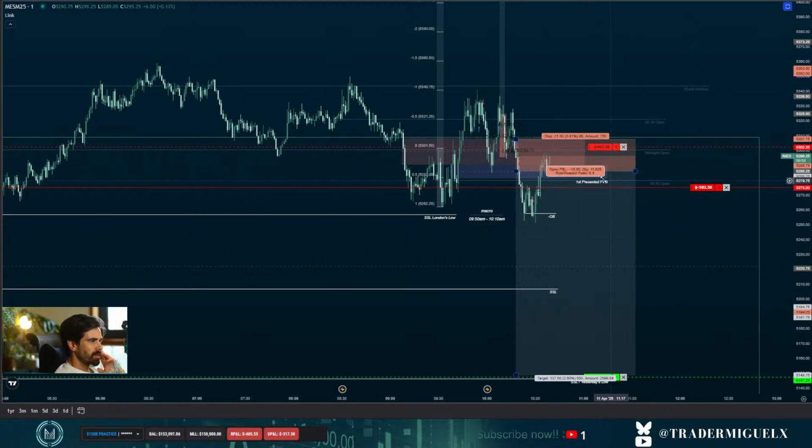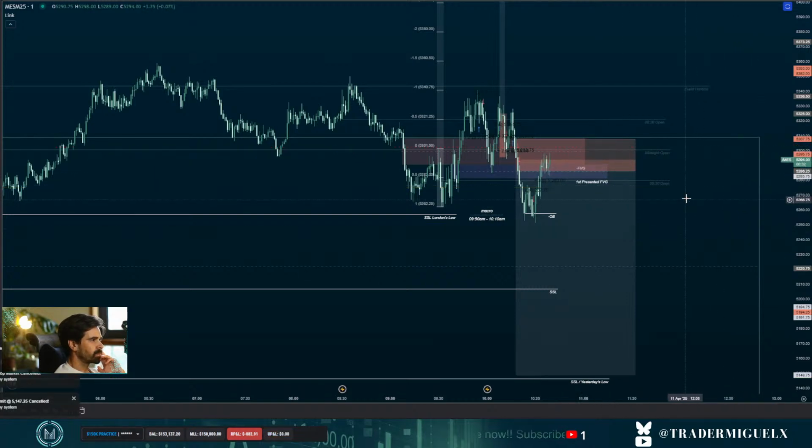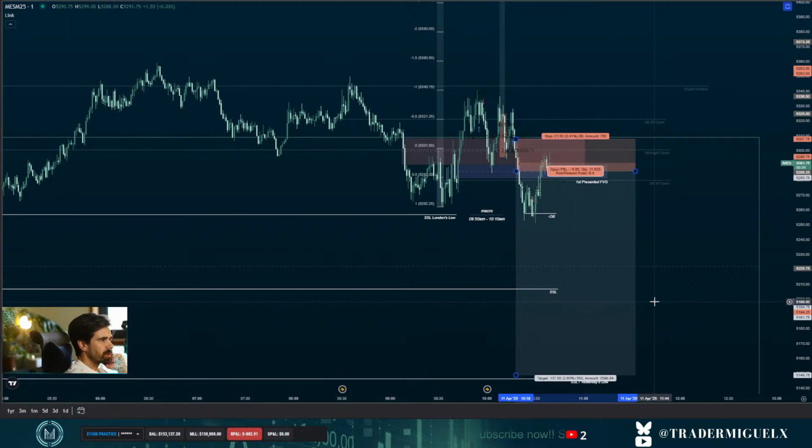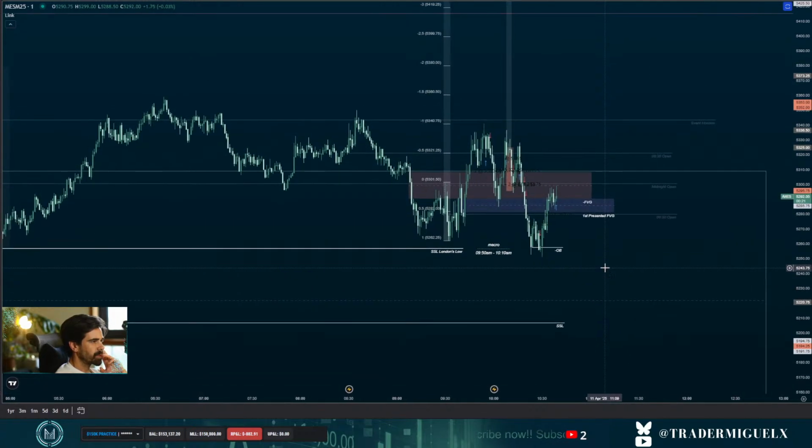Yeah, there we go. The first presented fair value gap is acting as support right now, so price will probably keep grinding higher since we already took sell side liquidity from London. So it seems inevitable right now. So this short idea will eventually get stopped out. So that's why I'm taking it off. I just would like to see what price does next, if it comes here to the upside or if it rolls down.